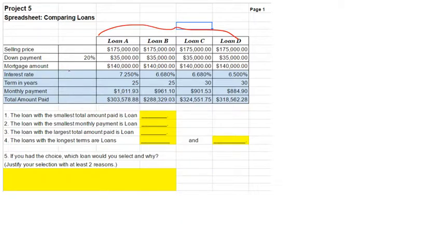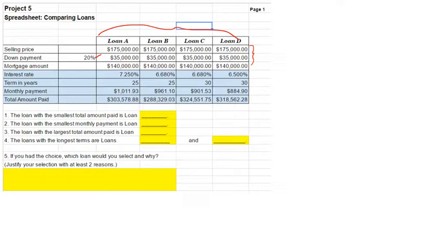Imagine that you're buying a home and the selling price of this home is $175,000. You can see that this number is used consistently across the loans. The down payment is the same as well, $35,000 down payment, 20%, and the mortgage amount is $140,000 across the board. The reason that this is all the same is because we're trying to compare terms of the loan. So it's important that we have an identical selling price, down payment, and mortgage amount so that we get a true idea of the differences in these loans.